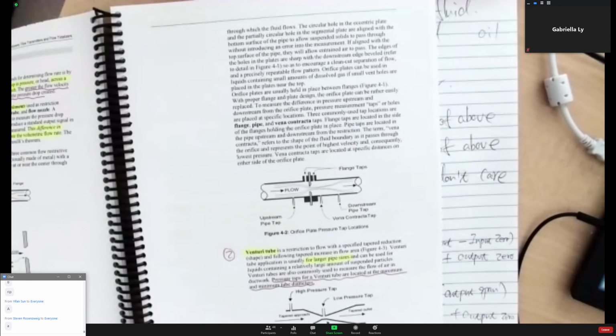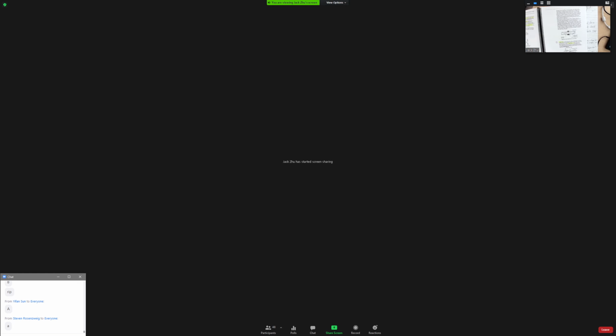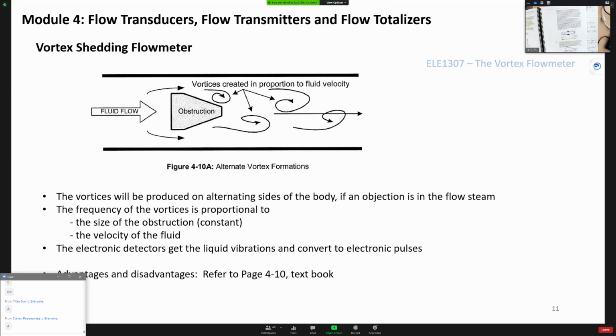So this is a small explanation down there. That's how they use this vortex shedding flow meter to measure the flow rate. And the advantages and disadvantages are in your textbook.